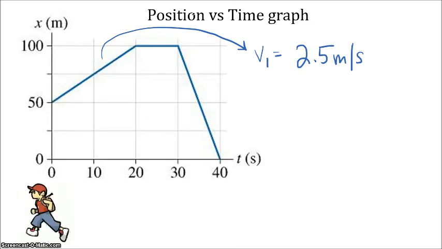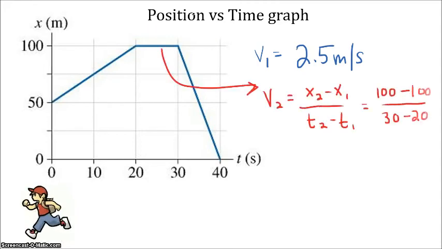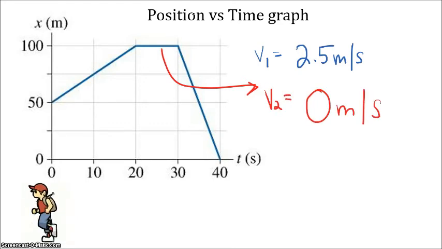Now let's do the second part of this graph, which is a little funny looking. The second part of this graph is a horizontal line on the position time graph. So we do rise over run. There's no rise. It stays at the exact same position for 10 seconds, which means that our velocity is 0 meters per second, or not going anywhere.